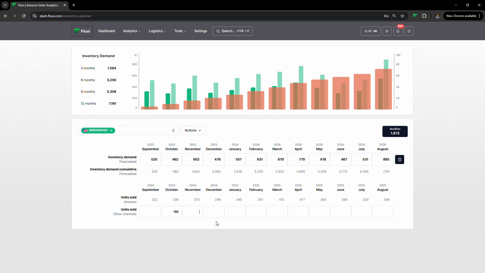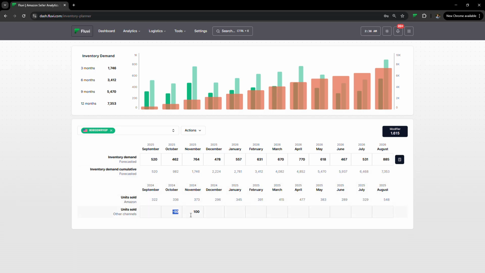Or another example, if you're selling this product on a different platform, let's say your Shopify store, and you want to include those numbers, let's say that you sold 100 units on your Shopify store in November, and you want to have those units included in this calculation, type that number here, hit enter, the bar will adjust, you hit calculate, and then the numbers will adjust as well.